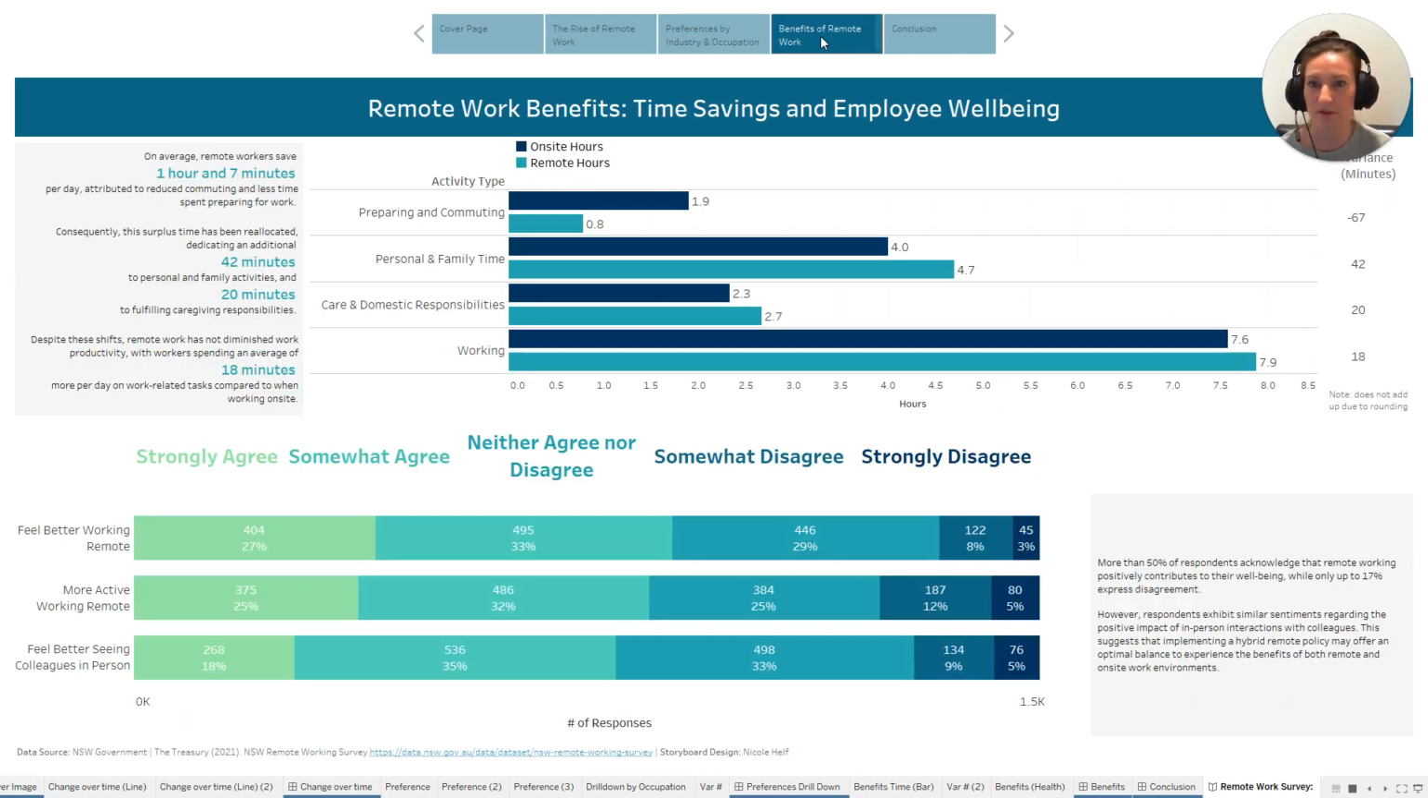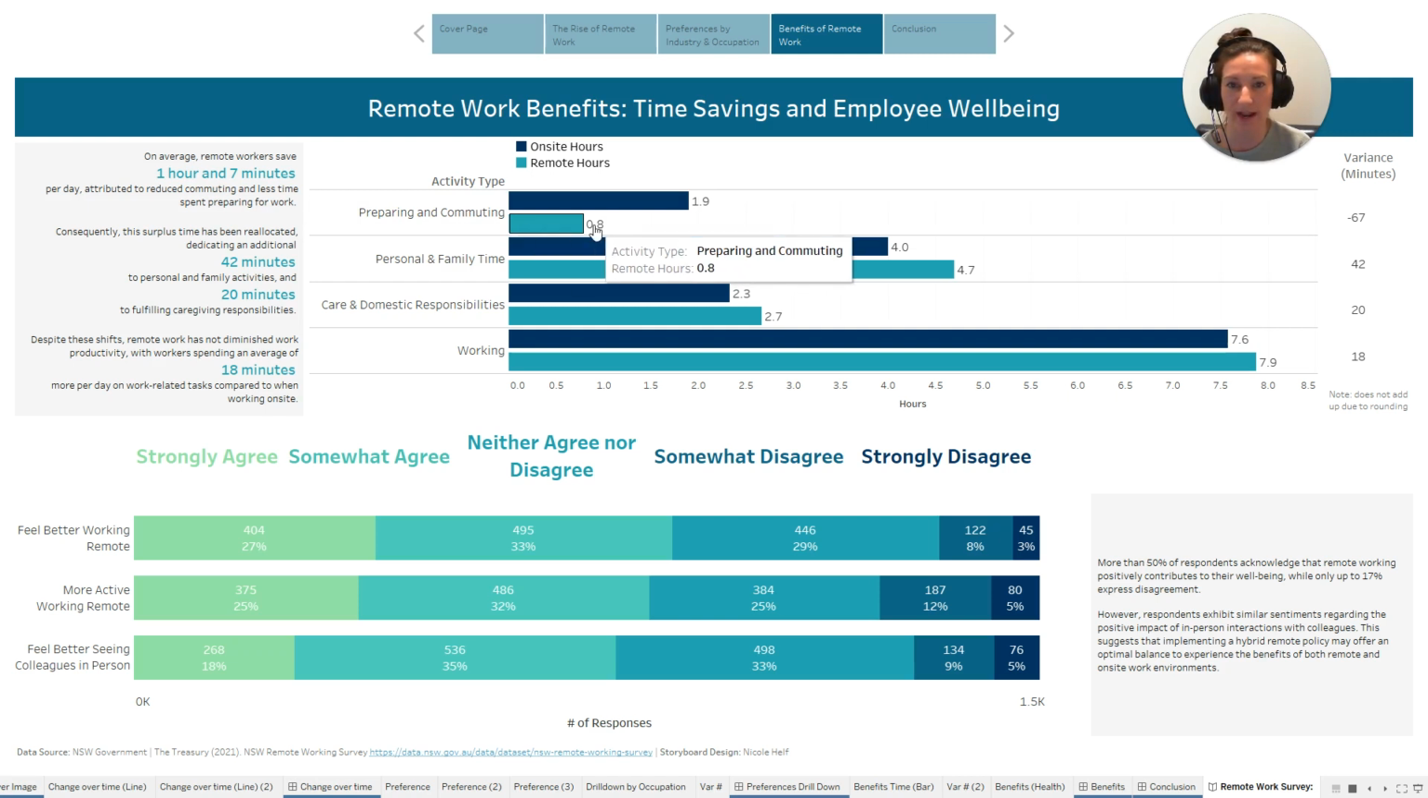Next, I want to talk about some of the benefits that employees had experienced while working remote. It's broken into 2 different categories here. The first one being time savings, and then the second area being overall well-being. And for the time perspective here, what we noticed is on average, remote workers save about 1 hour and 7 minutes when they work remote. And they save it on actually preparing and commuting to work. So that's the biggest area where they save a lot of their time.